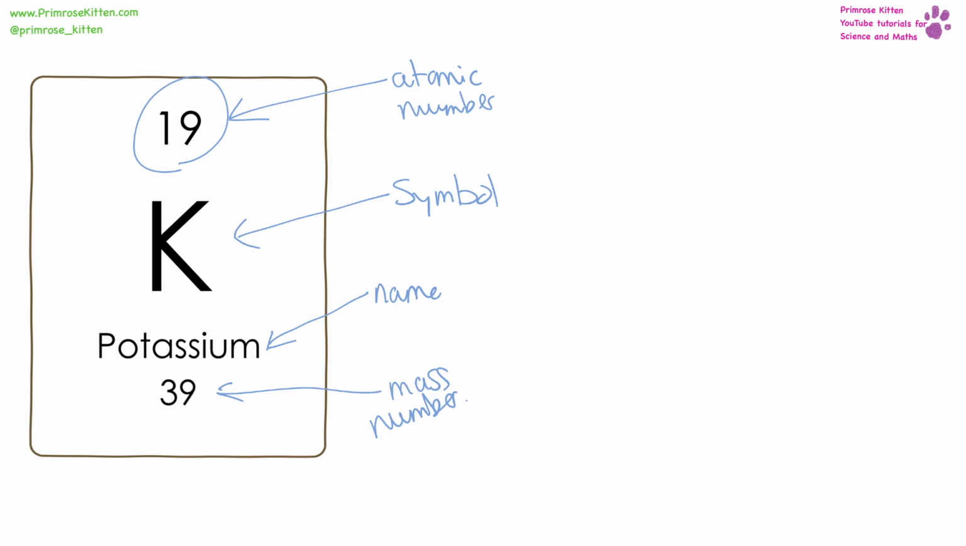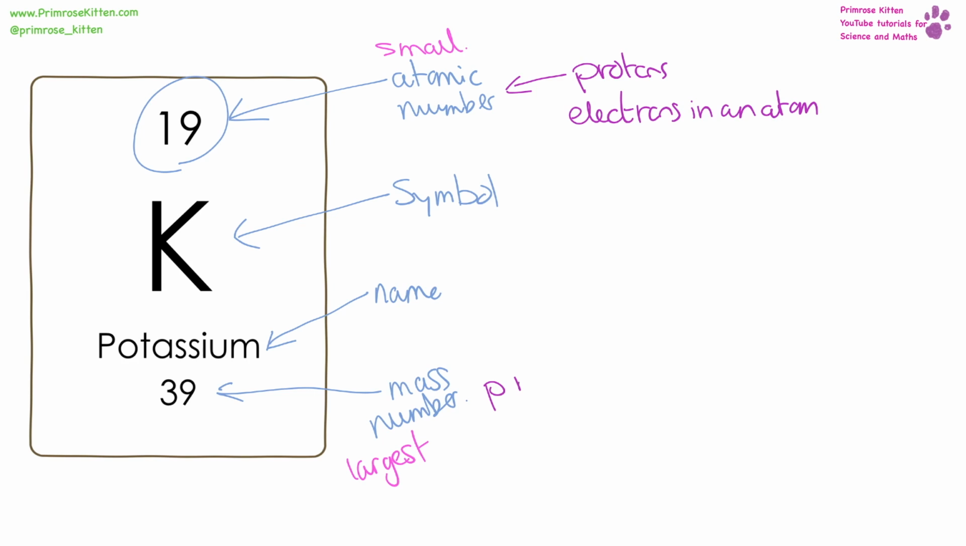Now for these, location doesn't matter. Different textbooks, different sheets are going to put them in different locations. The larger one is the mass number, and the smaller one is the atomic number. The atomic number tells us the number of protons and the number of electrons in an atom. The mass number is the number of protons plus the number of neutrons.